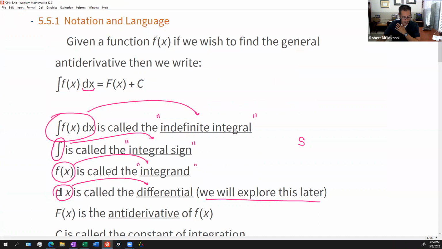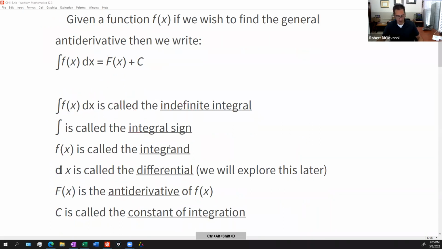All right. The capital F that you actually find, this thing right there, that is called the antiderivative of that little function f. And I have to scroll down here, unfortunately. So let me scroll down.